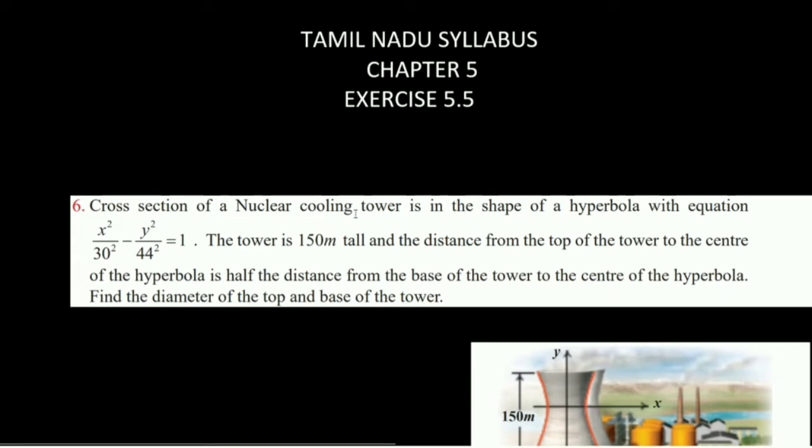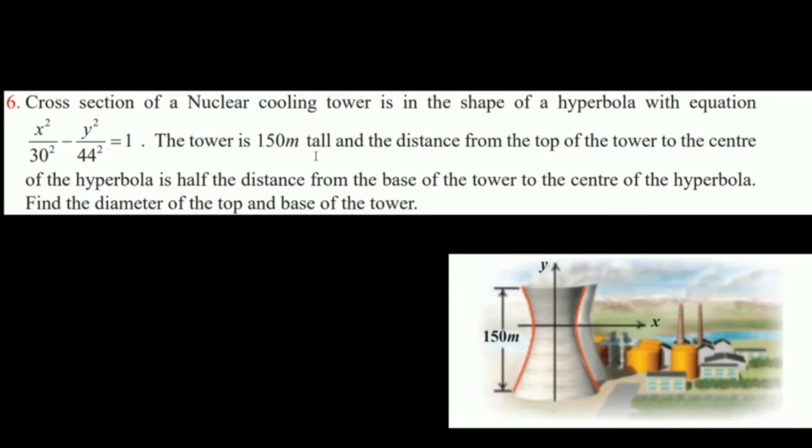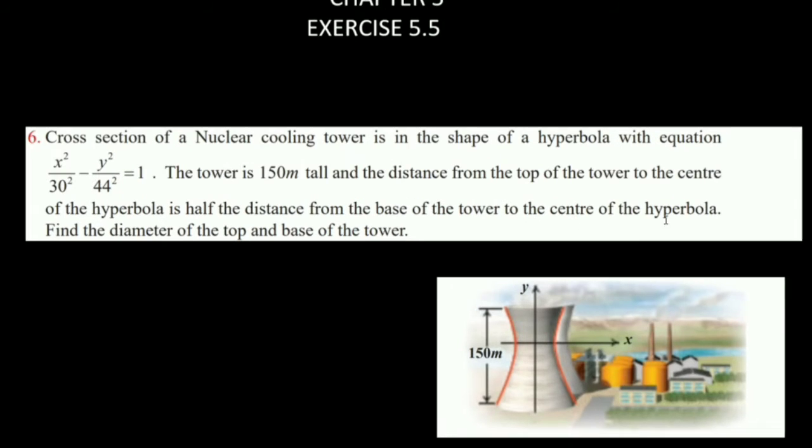The cross section of a nuclear cooling tower is in the shape of a hyperbola with equation x square by 30 square minus y square by 44 square is equal to 1. The tower is 150 meter tall and the distance from the top of the tower to the center of the hyperbola is half the distance from the base of the tower to the center of the hyperbola. Find the diameter of the top and the base of the tower.